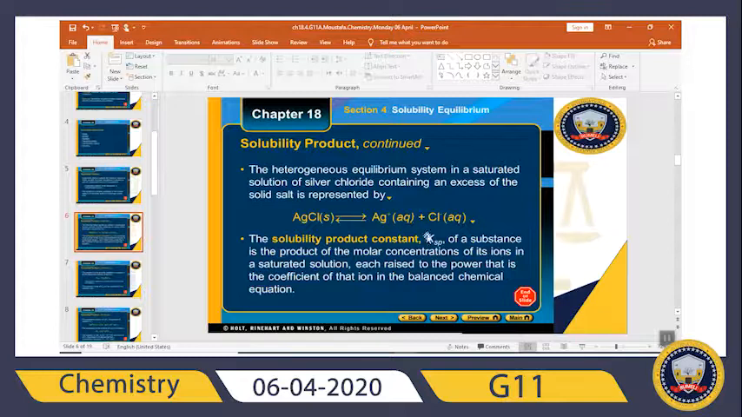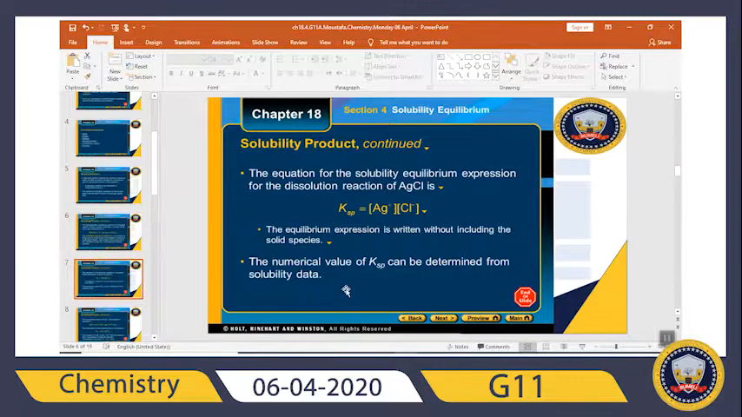This equation is balanced, so here the coefficient is one. Before Ag we have one coefficient, and before Cl we have one coefficient. So the numerical value of Ksp can be determined from solubility data.